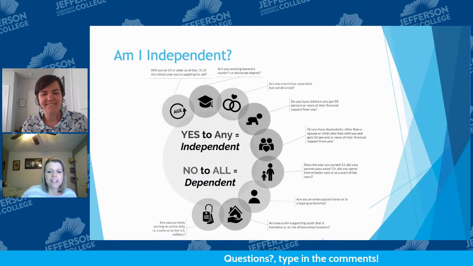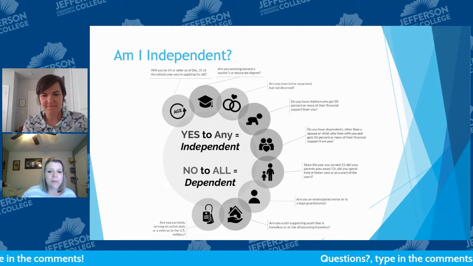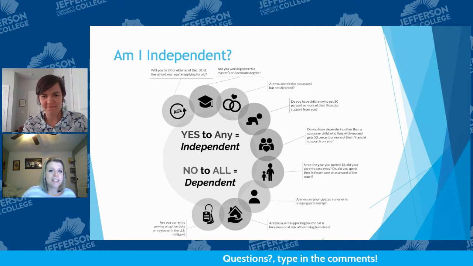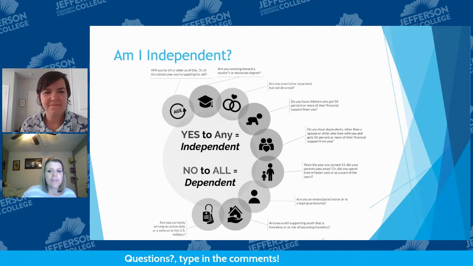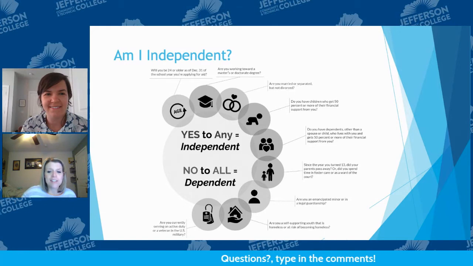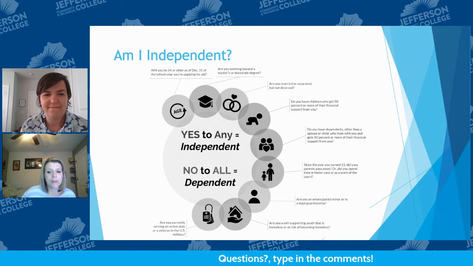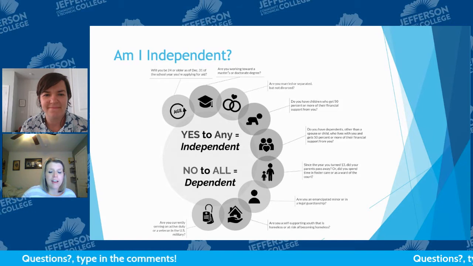The FAFSA requires that students must include parental information if they are considered dependent. This slide outlines the questions the FAFSA will ask to determine if a student is considered independent or dependent. For the 2021-2022 FAFSA, the questions are listed on this slide. If the student can answer yes to any of these questions, the FAFSA will consider them independent. If all answers to these questions are no, though, parental information must be included. We will go over them briefly as there's a lot of information on this slide.